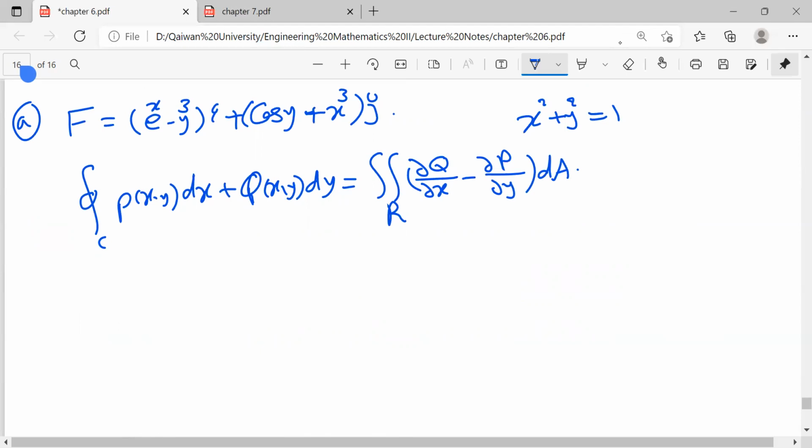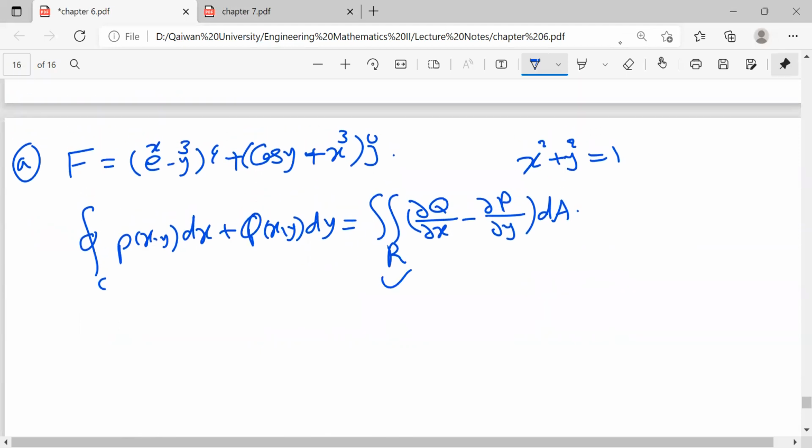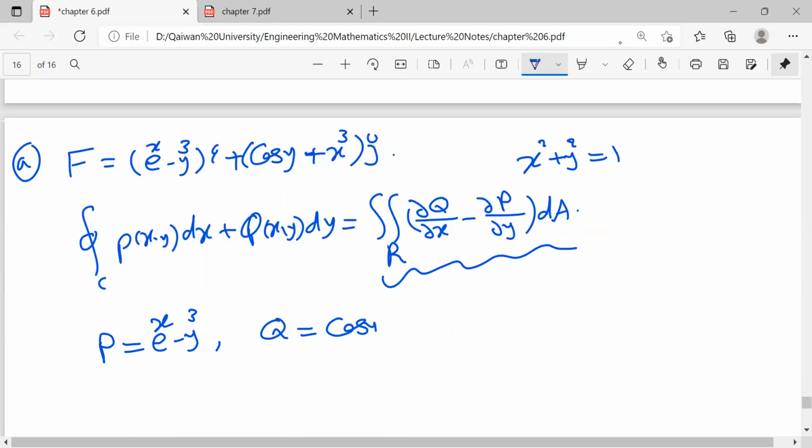Okay, so we first should find P and Q. What are P and Q? P is the first component in the vector field, the coefficient of the i component. Here, P equals e to the power x minus y cubed, and Q is cosine y plus x cubed.